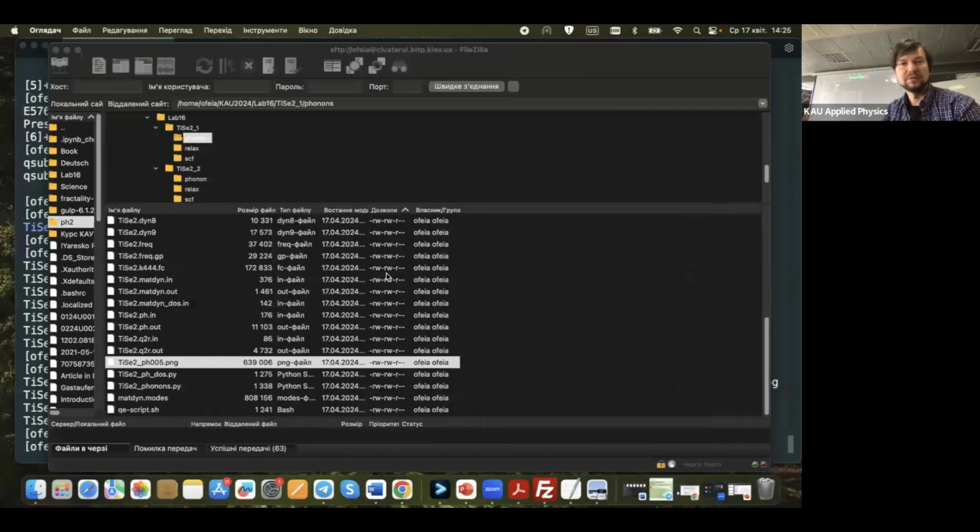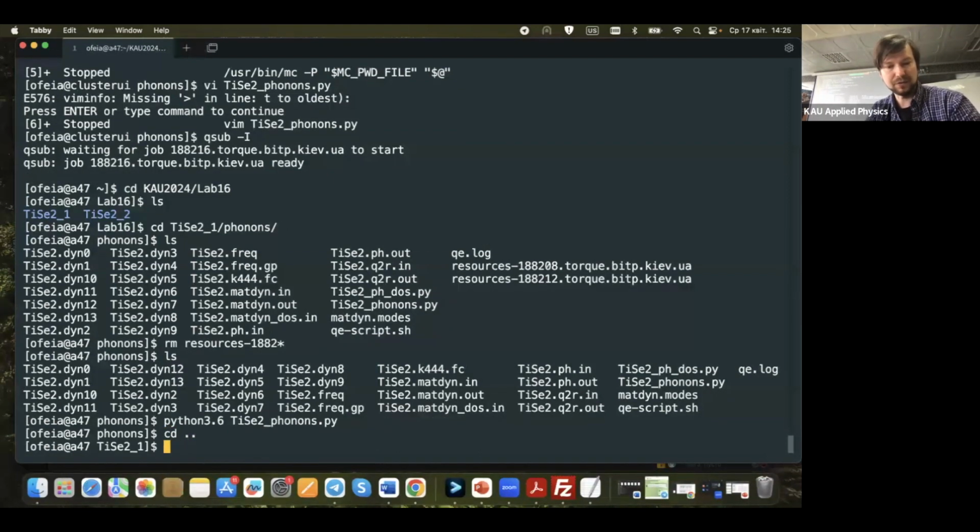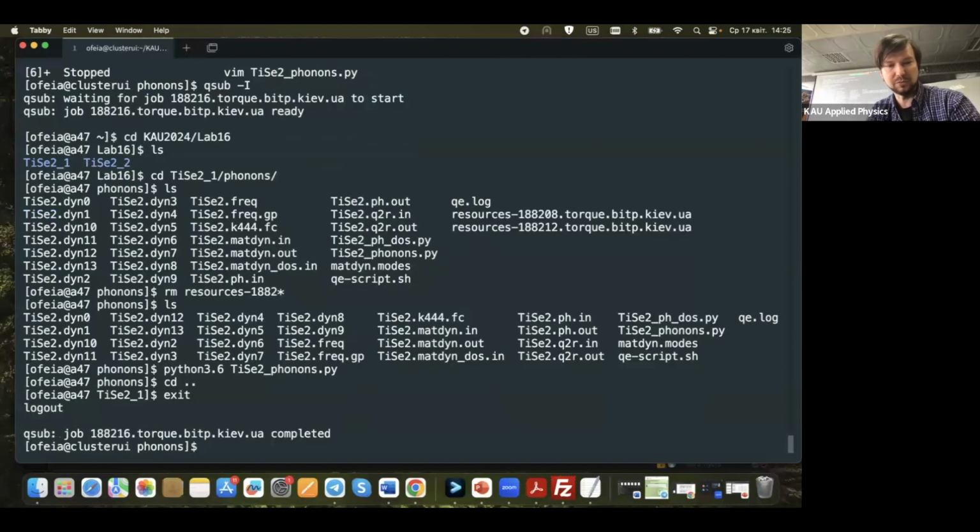So let's go to another folder. I had to exit from the node.